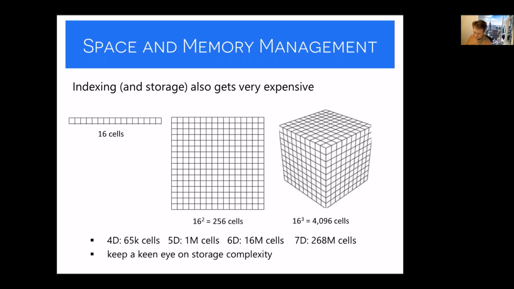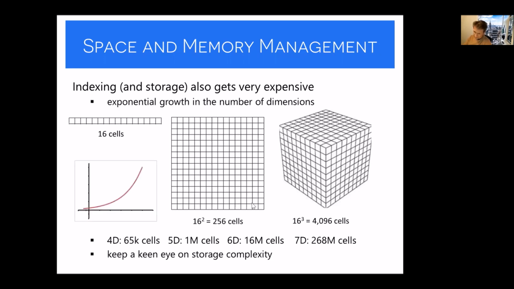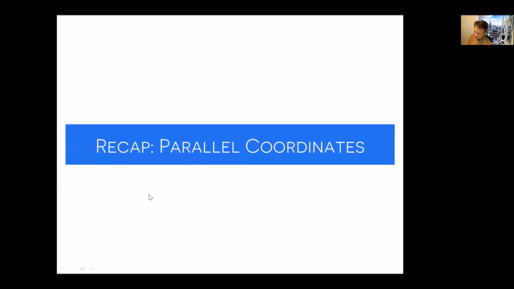So, it turns out it's an exponential growth in the number of dimensions, right? Really, as n grows, this goes in the exponent. So it's basically an exponential growth. And you know about exponential growth, right? Things just become very, very difficult with just a modest number of dimensions. Okay, so understood, right? Now let's talk about parallel coordinates.